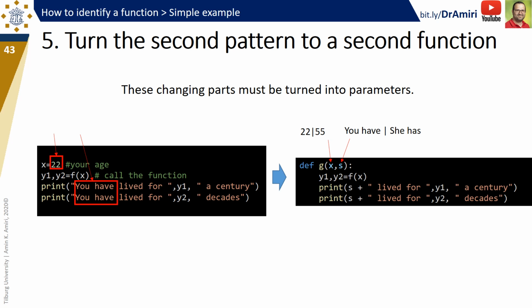And after that, since x equal to 22 is already done by the signature line, I just need to repeat the next three lines here: y1, y2 equals f(x). And then in the print function, I also need to replace the changing part, "you have," with the parameter s. So that's what has been done here.